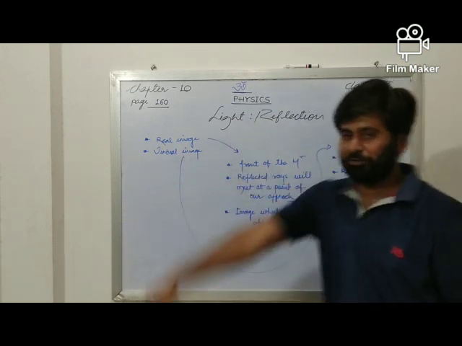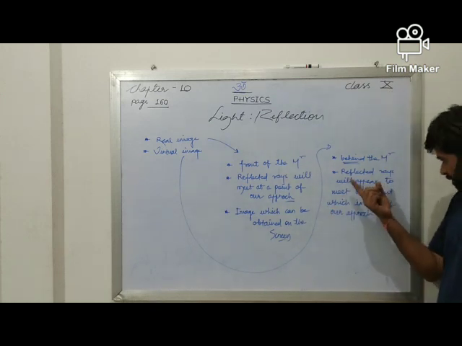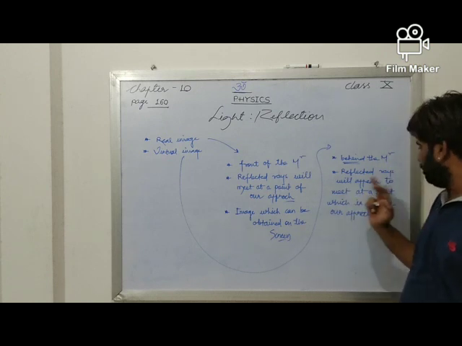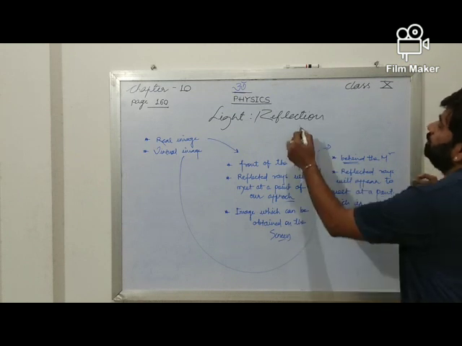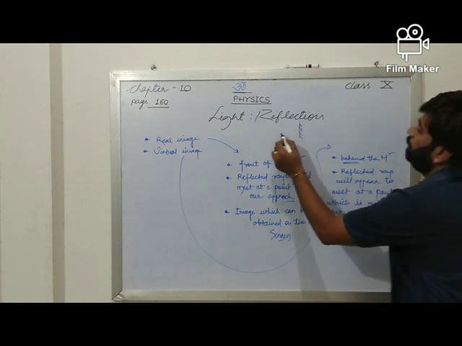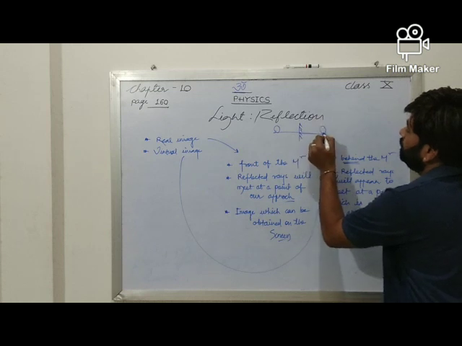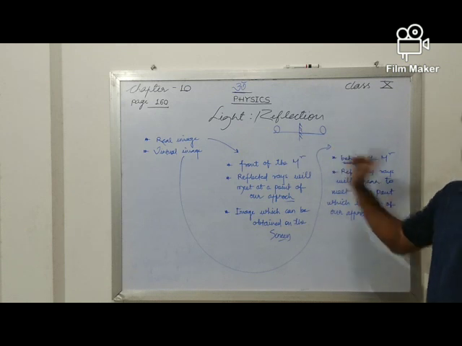Yes, we cannot move inside the mirror. So reflected rays will appear to meet at a point. Suppose this is the mirror, then the object is here, then we will have the image here. Inside the mirror we cannot move, so this will be the virtual image.